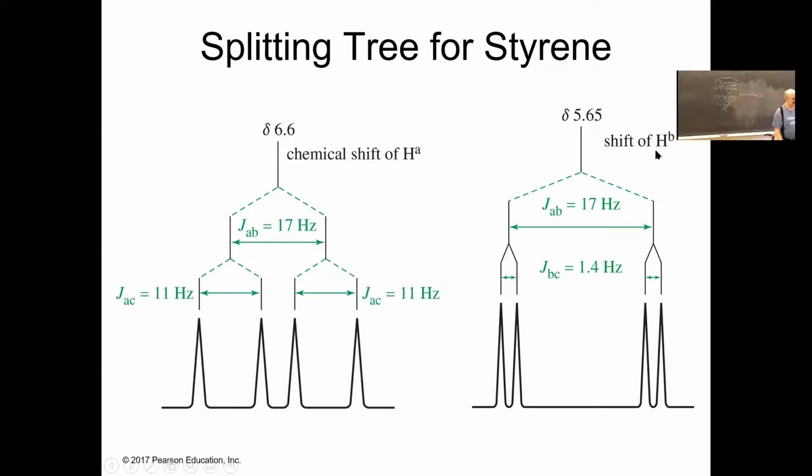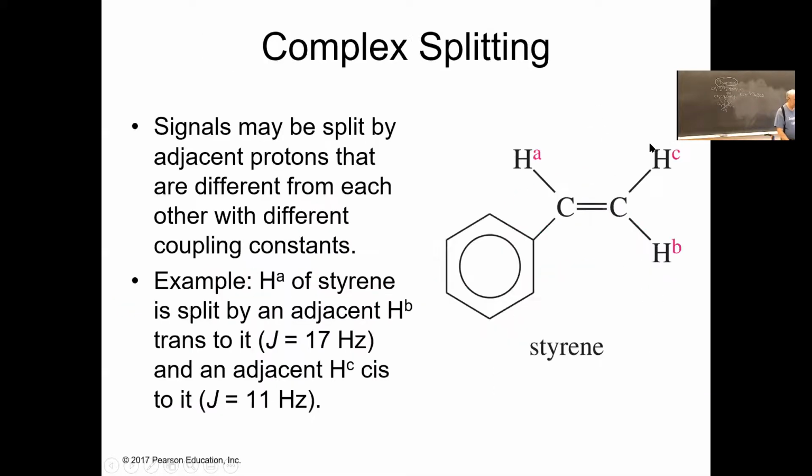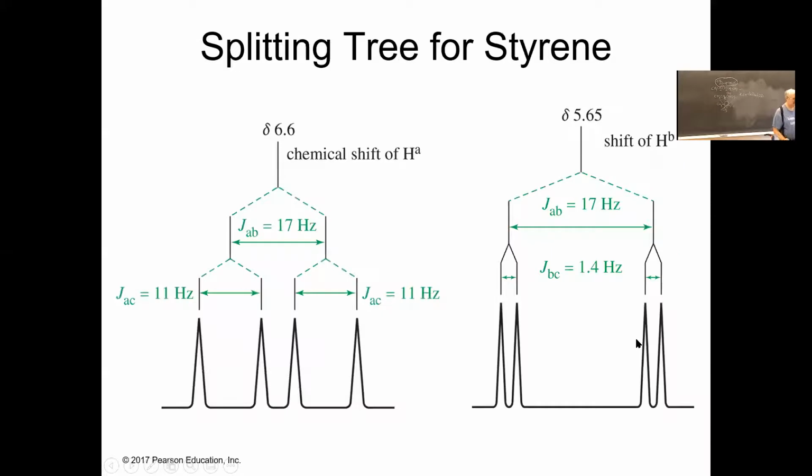Okay, and then here we have the shift of B. B once again is this one down here. That's going to be split by A and by C. It's split by A, which is trans to it, so that has a coupling constant of 17. And then the geminal coupling constant is about 1.4. So again, we see a doublet of doublets.